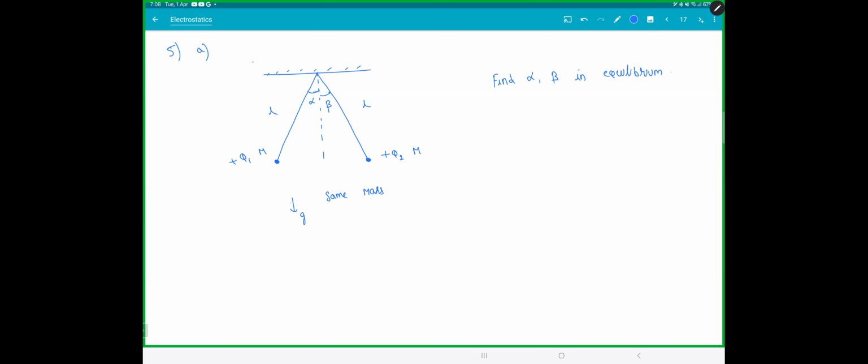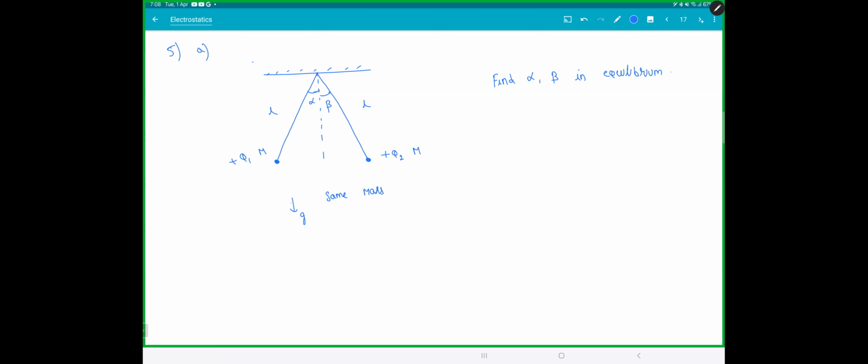So let me ask you a simpler question. Which is bigger, alpha or beta? Start from there. Which is bigger, alpha or beta? Right, Surya. What about others? Yeah.